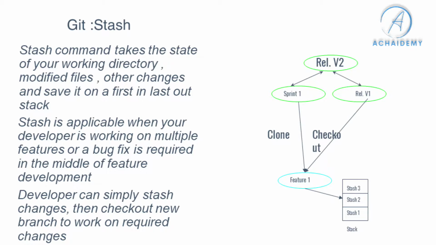Once the bug is fixed, you come back, you check out the feature branch again and unstash the changes that you previously pushed to the stack to continue on the feature changes from where you left. Stash allows you to save your temporary changes so that you can come back and continue with the code change at a later point. Now let's look at the git stash from the command line.